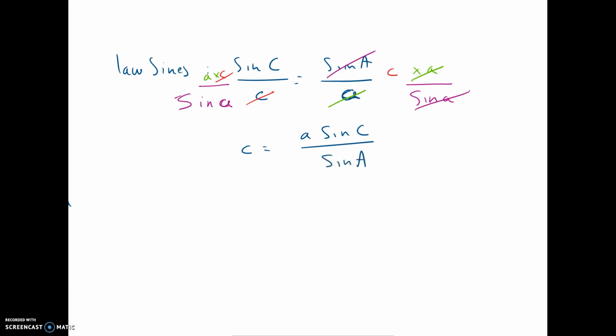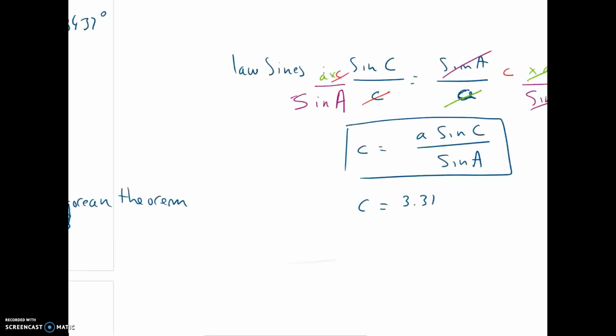Why did I put a like this? I'm supposed to put a like that. My apology. And so I end up by substituting the values, and c is equal to 3.31. Okay? So that was practice number 1.